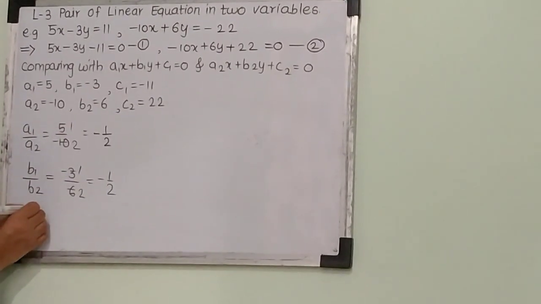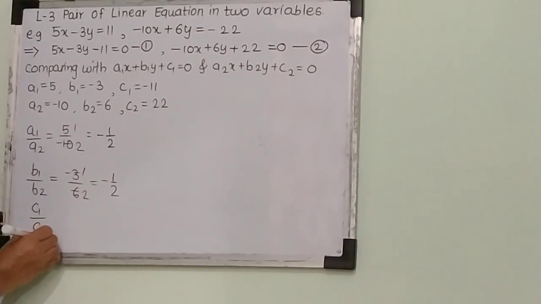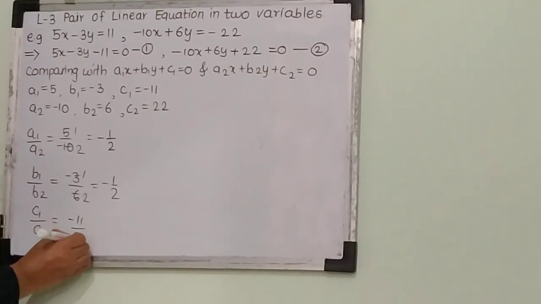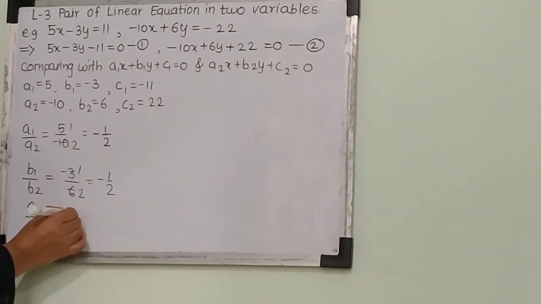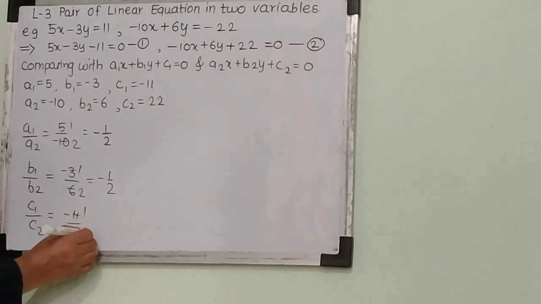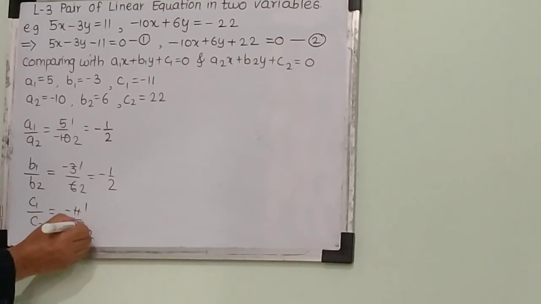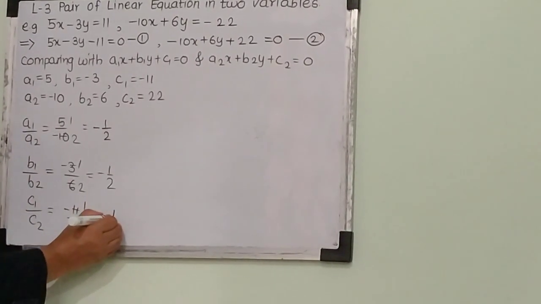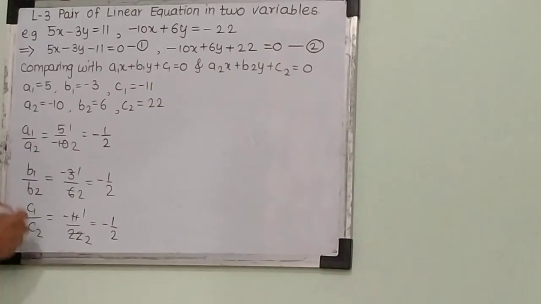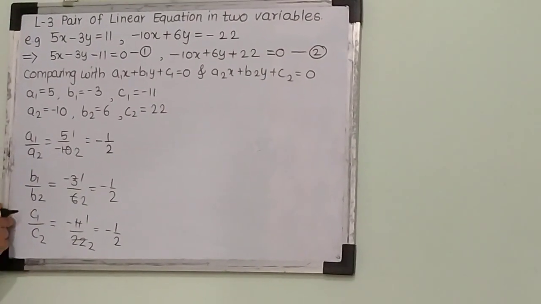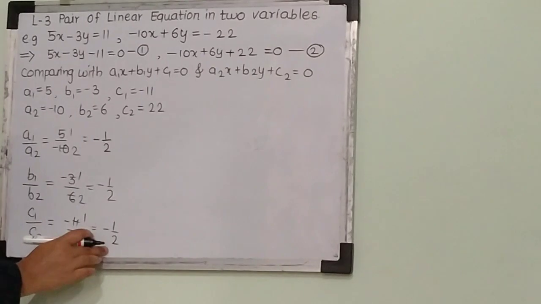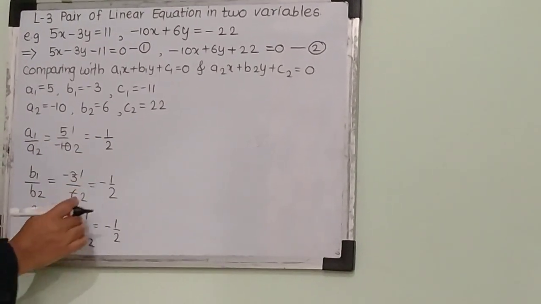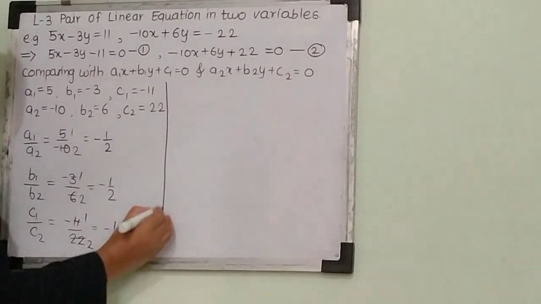Similarly, we are going to check the third ratio, that is c1 upon c2. So minus 11 upon 22. Again here 11 ones are 11 and 11 twos are 22. They are going to cancel each other. Now here left minus 1 by 2. So from these three ratios we get that all the ratios are equal, because all the ratios have the value minus 1 by 2.